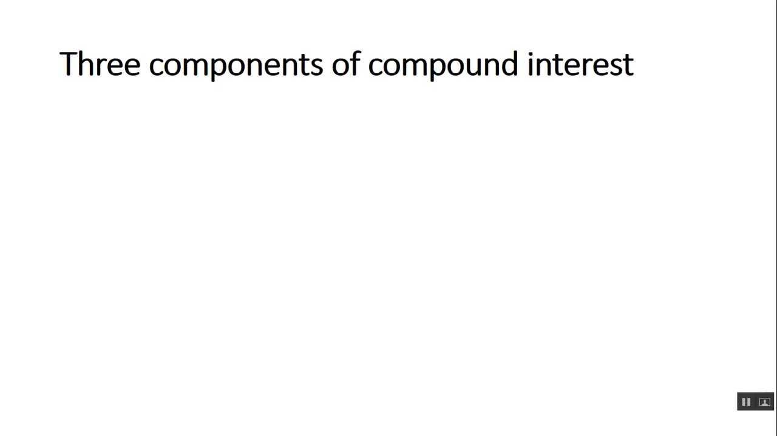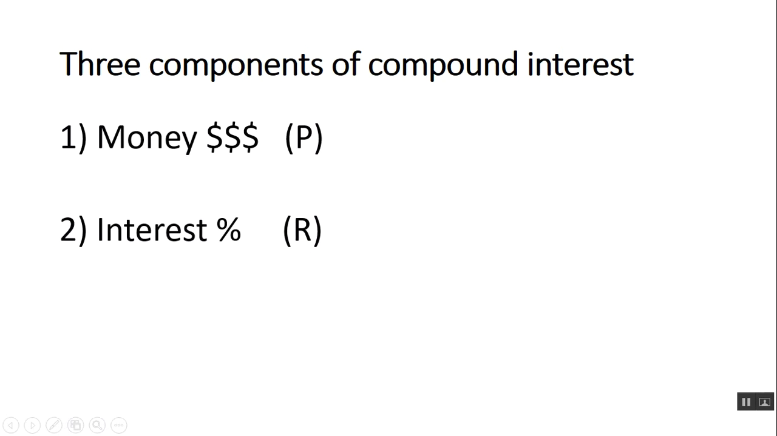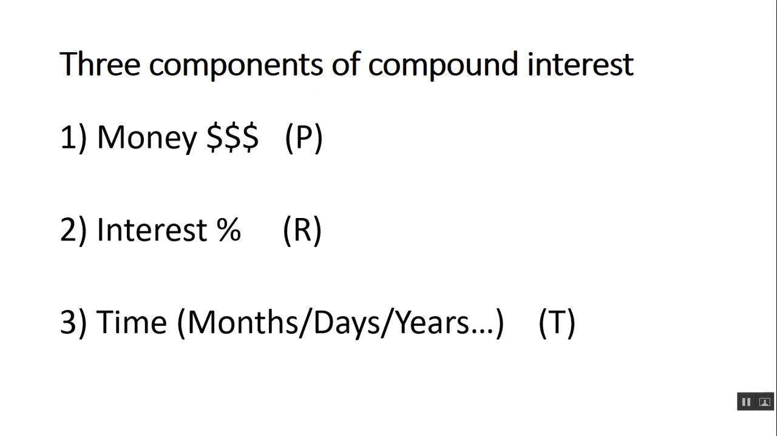I'm going to start out by talking about three components of compound interest. First component is your money. I'm going to use the letter P to represent that. Think of the word principal for P. The second component is interest rate. I'll use the letter R for rate of interest. And the third component is time, and that might be months, days, or years. And I will use the letter T for time.